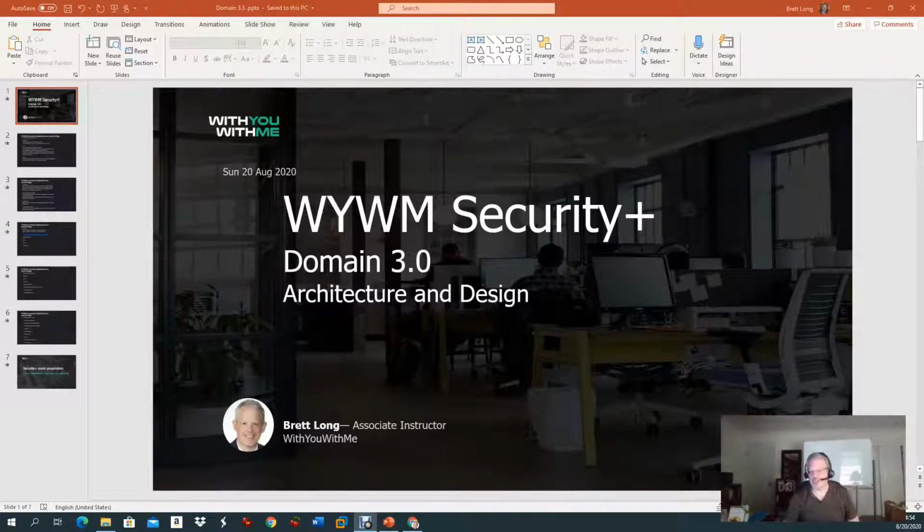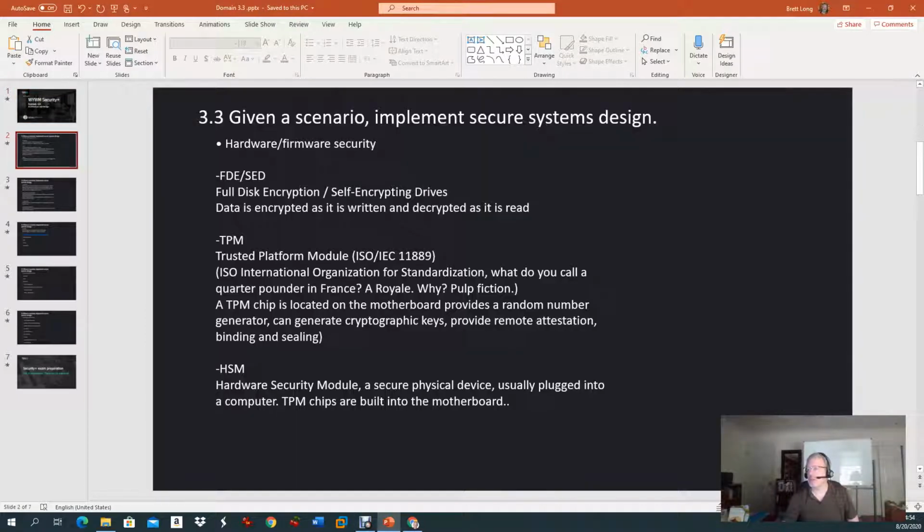With me, Security Plus Exam Prep. We're in Domain 3 still, Architecture and Design. Let's move to Subdomain 3.3: Given a scenario, implement secure systems design.